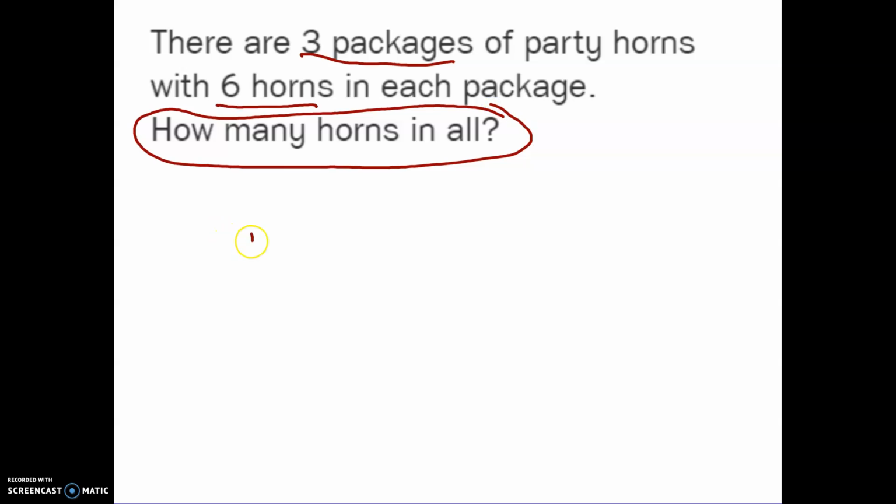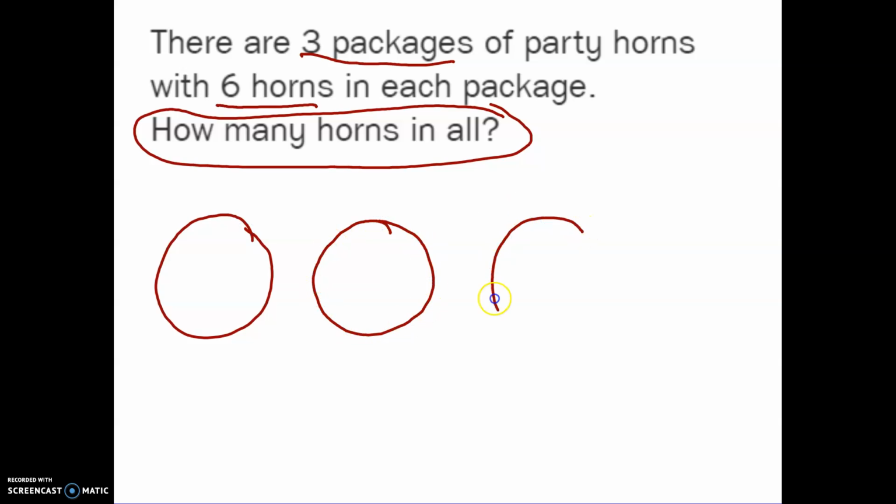So I need my 3 packages. 1, 2, 3. And how many horns in each? 6. 1, 2, 3, 4, 5, 6. Again, with the nice, neat, and tidy tally marks. 1, 2, 3, 4, 5, 6. 1, 2, 3, 4, 5, 6.